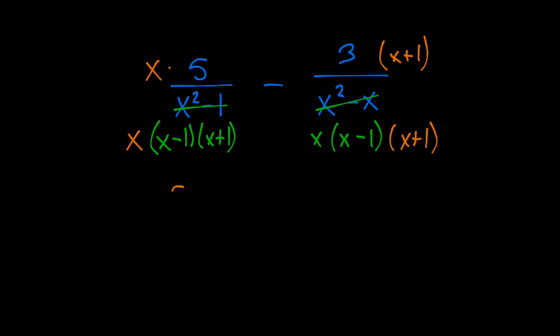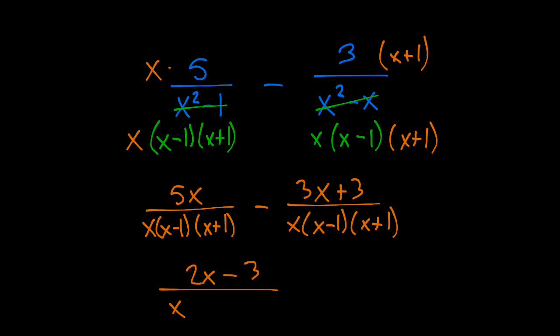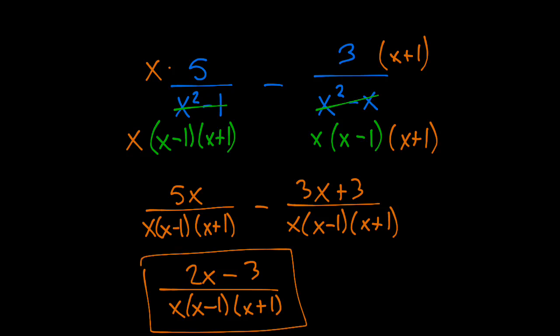So then our numerator on the left would be 5x over x times x minus 1 times x plus 1, minus 3x plus 3, make sure you distribute, over x times x minus 1, x plus 1 on the bottom. Denominators match. So again, just make sure that we distribute that minus. So 5x minus 3x is going to be 2x minus 3 over x, x minus 1, x plus 1. That numerator does not factor. So again, that's our simplified form there.